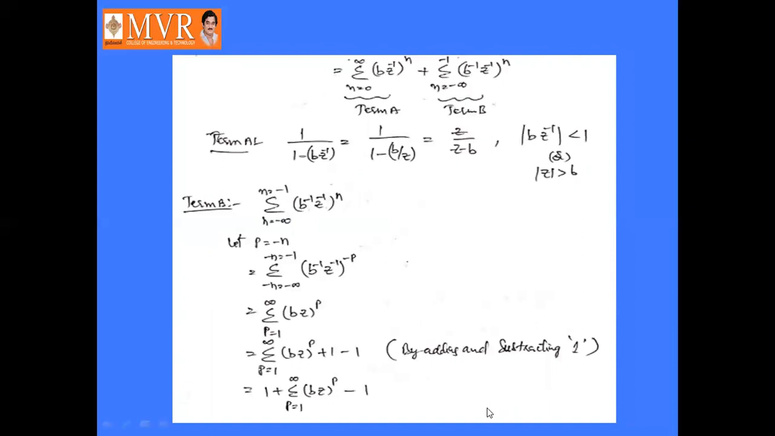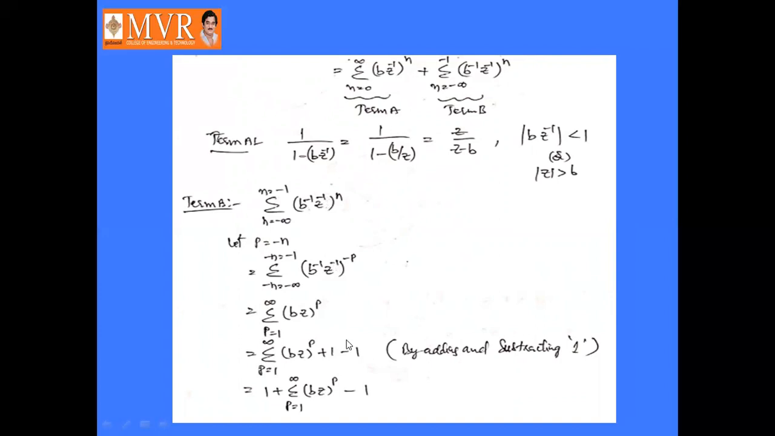By solving this, the first term is 1 by 1 minus b z power minus 1, that is 1 by 1 minus b by z, which is nothing but z by z minus b, and here the ROC is mod z greater than b. For the second term, it is the sum from n equals minus infinity to minus 1 of (b power minus 1 z power minus 1) whole power n.